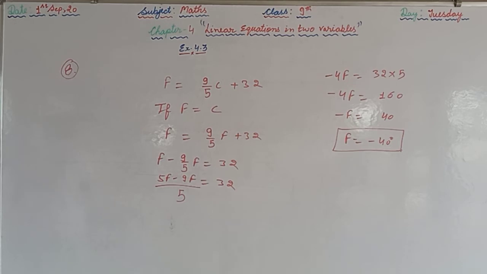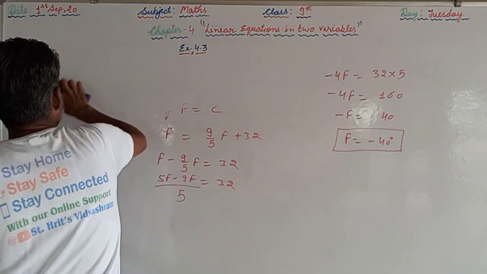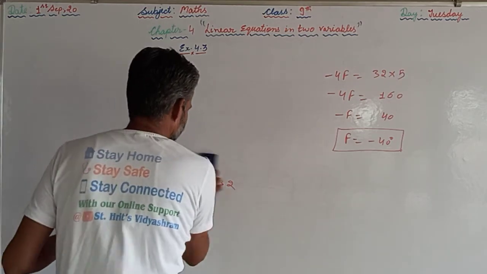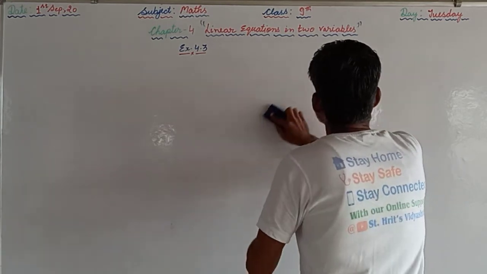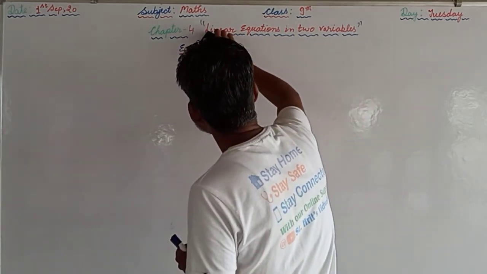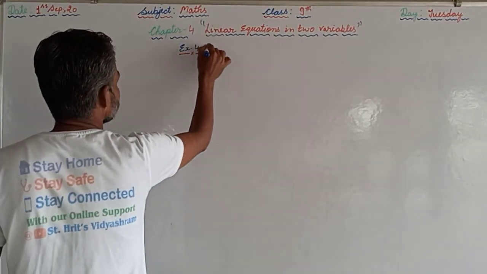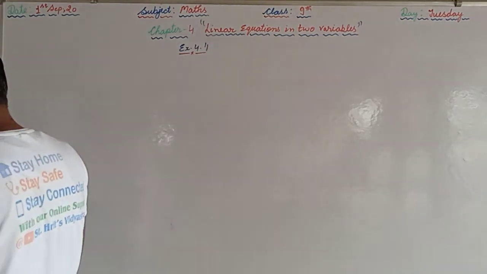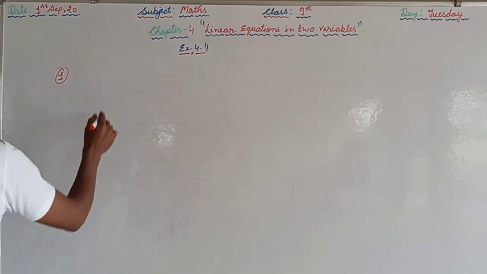Now the last exercise, that is exercise 4.4, we will do question number 1. What is question number 1? Question number 1: the equation is given, y is equal to 3.